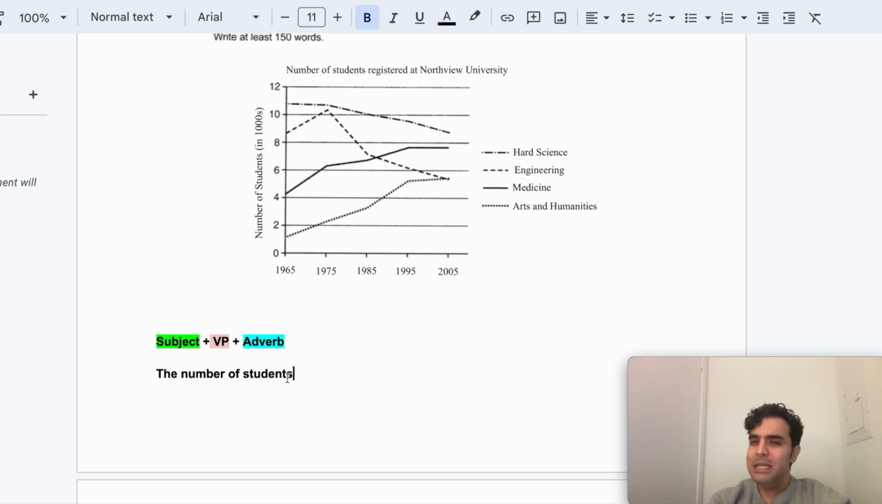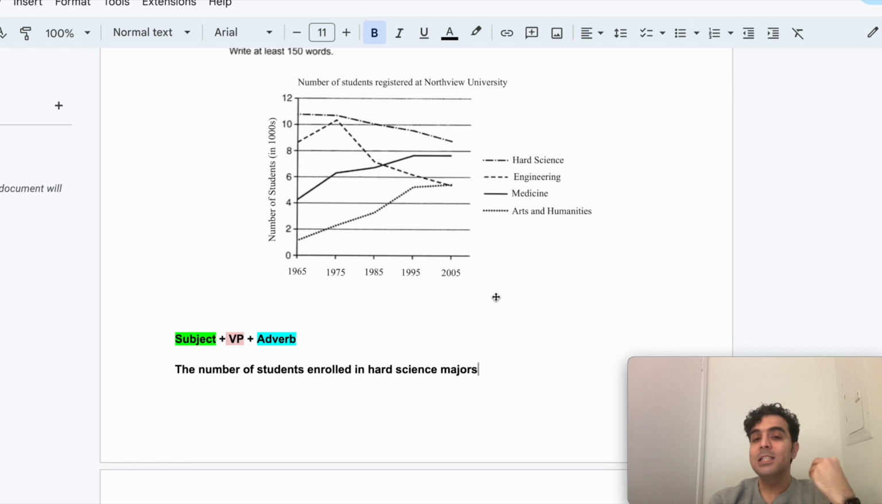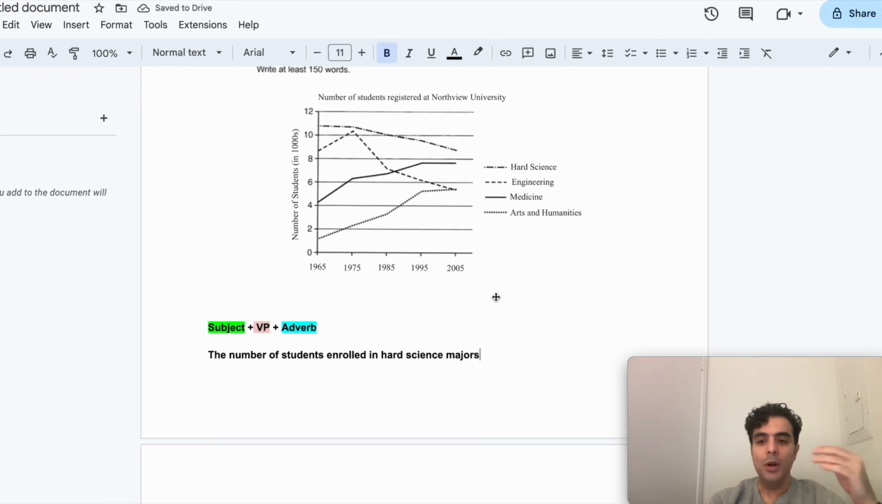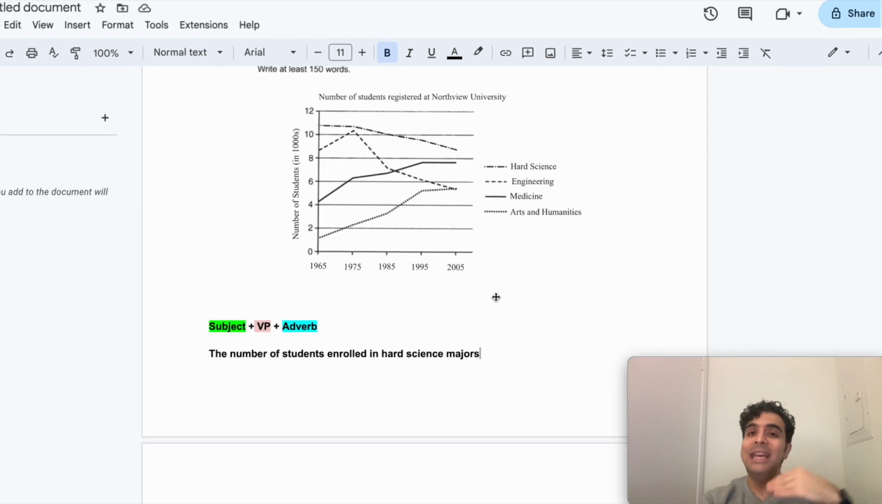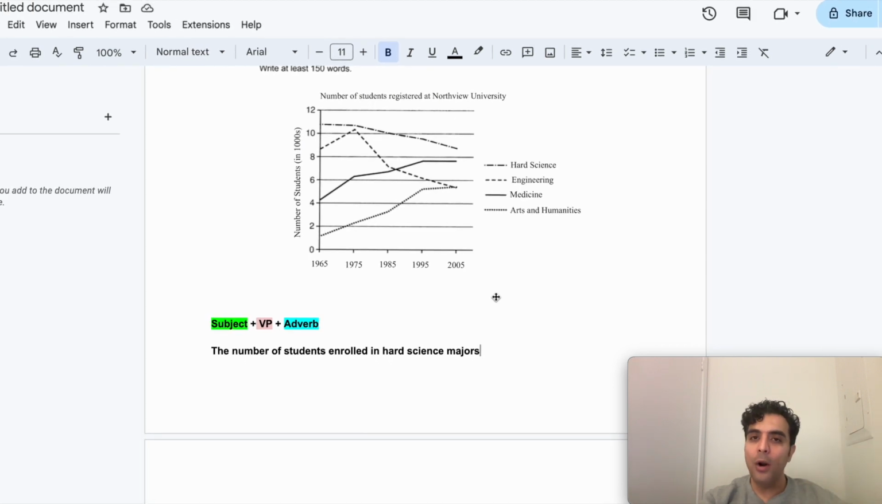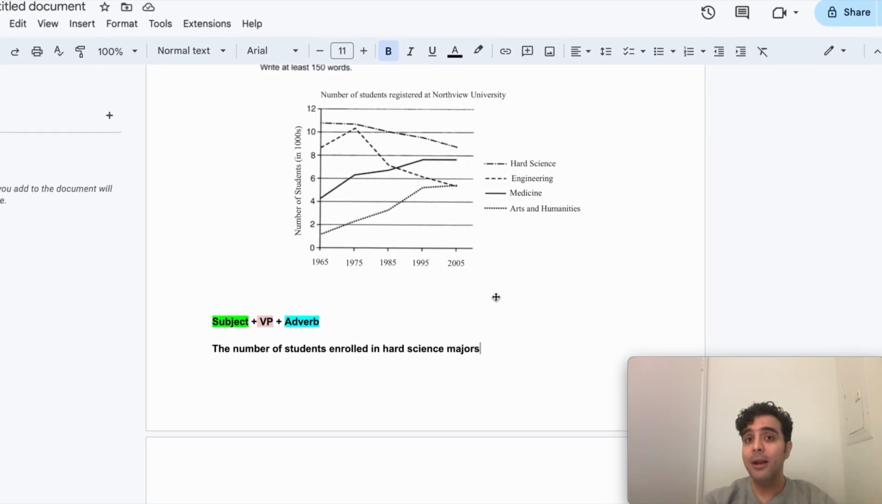Now, is it any students? No, it's students enrolled in hard science majors. So I'm going to say that. I'm going to say enrolled in hard science majors. So sometimes you need to specify the NP. We're not referring to the number of students. We're referring to the number of students in one category. So you have to specify that category.